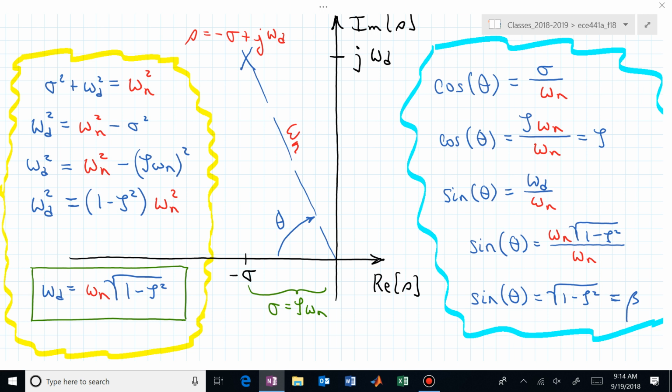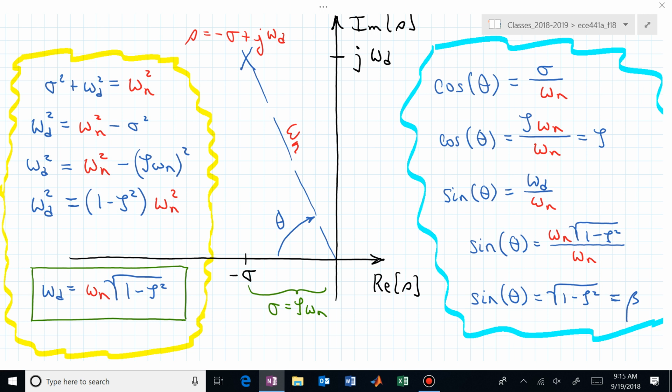So you give me that pole at minus sigma plus j omega sub d, I can compute theta. I can then compute zeta, the damping ratio. It's the cosine of that angle. Once I have sigma and omega sub d, I can find zeta and omega sub n. Now I have that entire denominator expressed in terms of zeta and omega sub n. I already had it in terms of sigma and omega sub d, depending on how you write it.